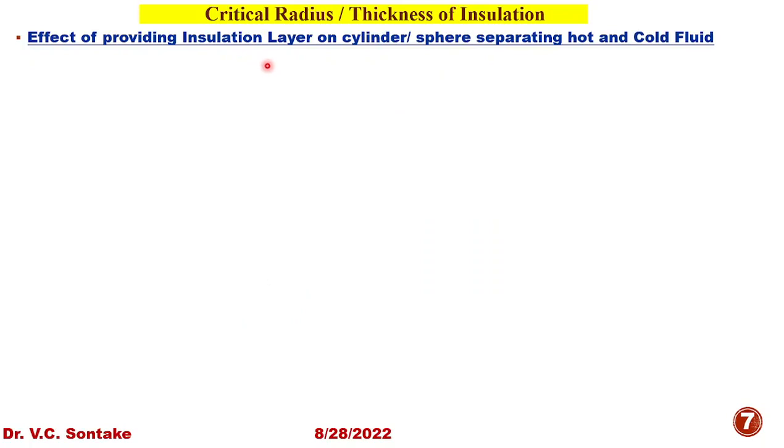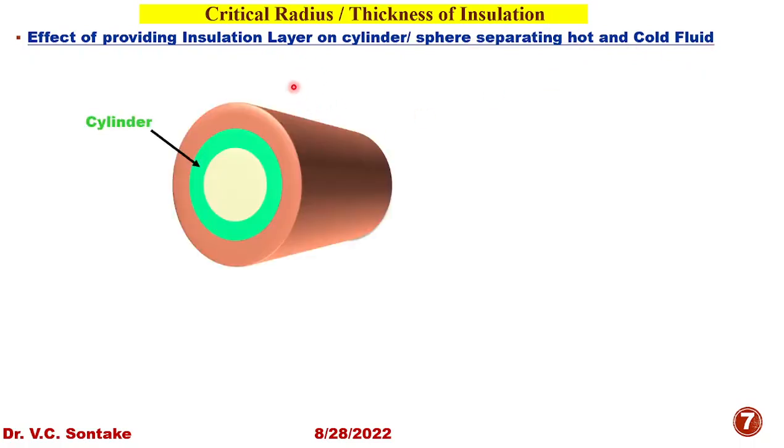Now let us find out the effect of providing insulation layer on cylindrical or spherical surfaces or geometry separating hot and cold fluid. So let us consider a cylinder shown in the green color. It is provided with insulation layer over it, and this insulation layer will also be of cylindrical shape.